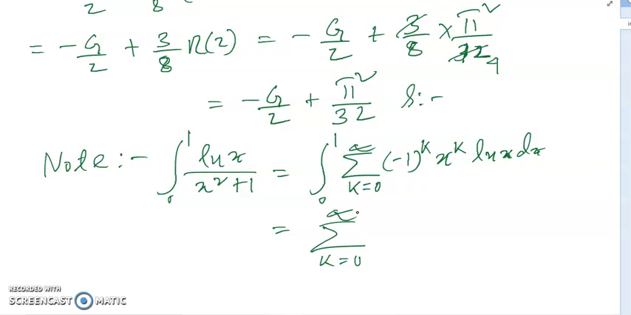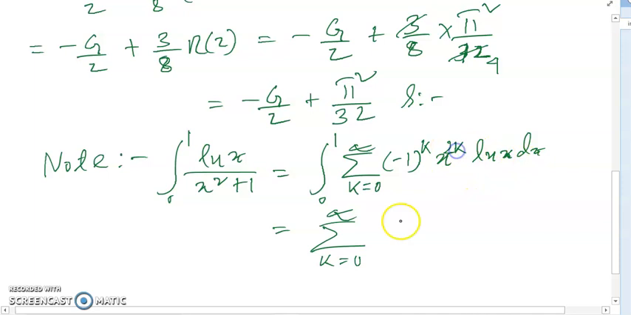So it can be written as, okay, x to the power k means 2k, sorry, it is 2k, so 1 minus 1 to the power k. Okay, I can write this minus 1 to the power k, and this is the 2k plus 1 whole square. Okay, 2k plus 1 whole square, this is the formula.